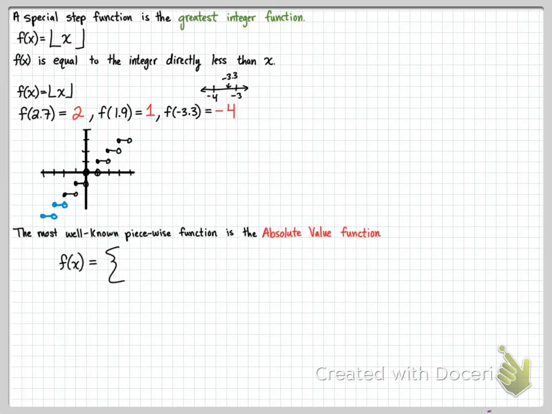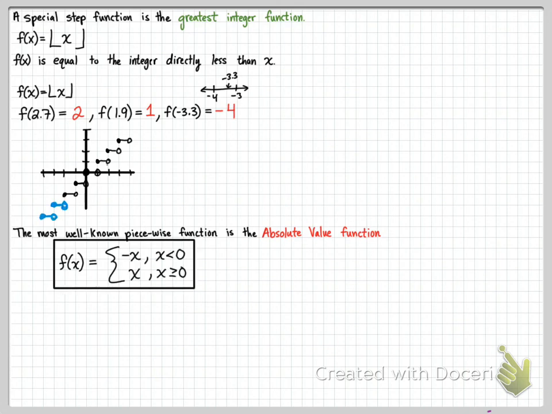The most well-known piecewise function is the absolute value function, and we're going to talk about this later, but just so you see this, we're going to be talking about the absolute value function as a piecewise function as well. And this is when f of x equals negative x and f of x equals x, and here's the domain restrictions, when x is less than 0 and when x is greater than or equal to 0.